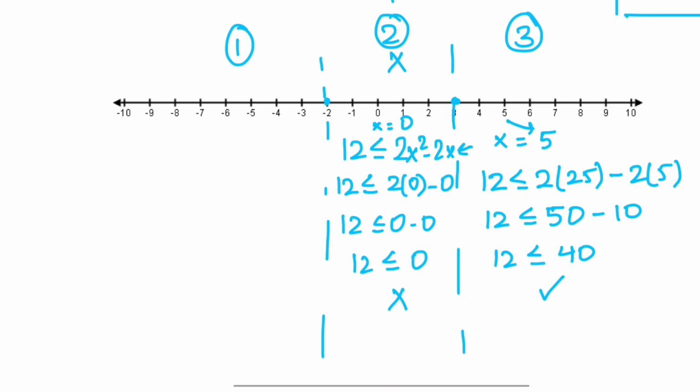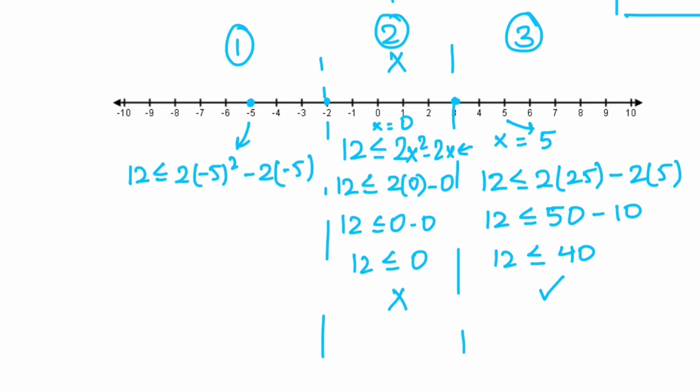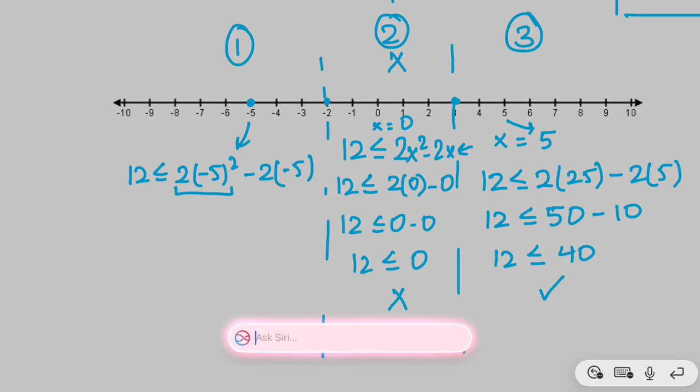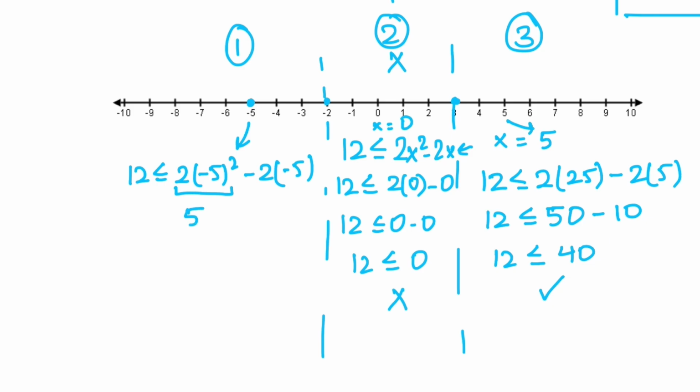Let's do the same for negative 5 now. You can also take negative 3, whatever you prefer. So 2 times negative 5 squared minus 2 times negative 5. 2 times negative 5 squared is 2 times 25, which is 50. Minus times minus is plus. 2 times 5 is 10. 12 is less than equal to 50 plus 10, which is 60. Is that true? Yes, it is.